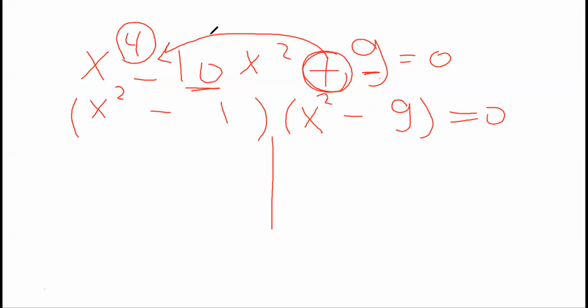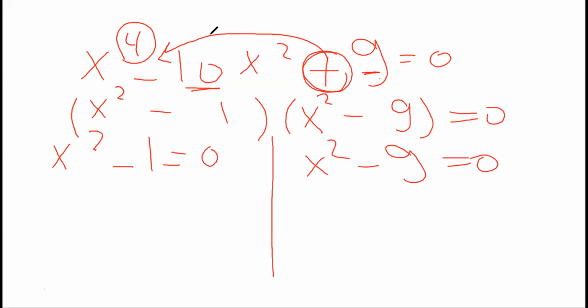Okay, as you see here, one of the factors is x squared minus 1 and the other factor is x squared minus 9. Here, how to do it? Thank you, Mariam.